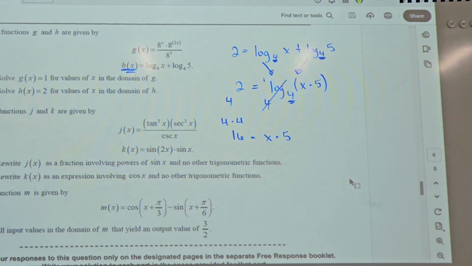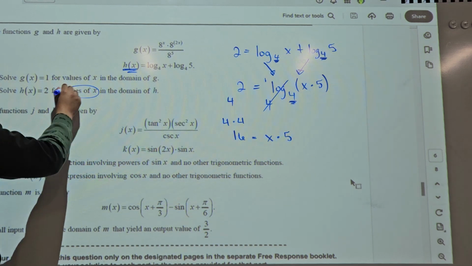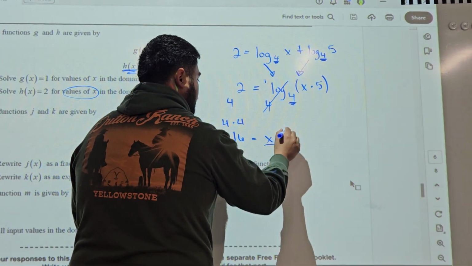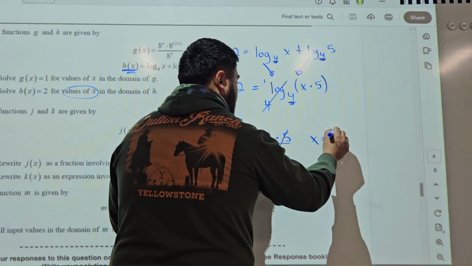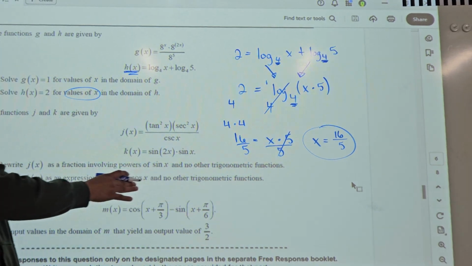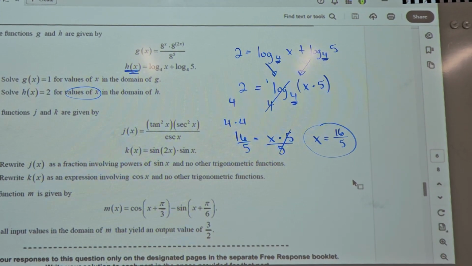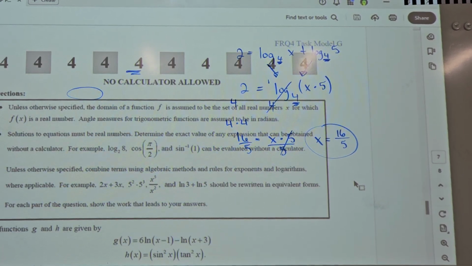So what do I do from here? How do I leave the x by itself? Because again, remember, you have to find the value of x. So what do I do? Well, divide by 5, because you're multiplying, divide by 5. So x is equal to 16 divided by, well, 5, right? Just leave it like that. So we found the value for x, 16 over 5. Let's try to find another one.